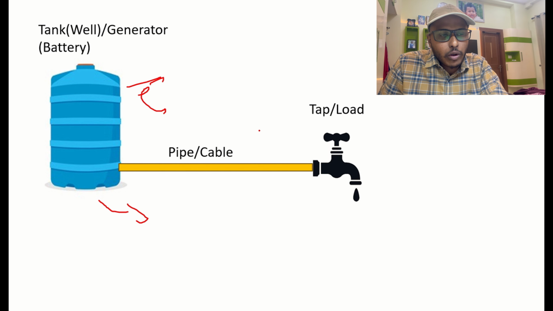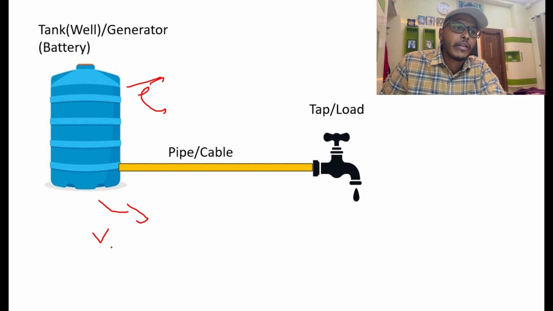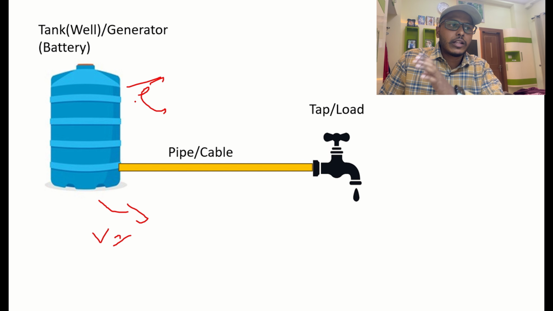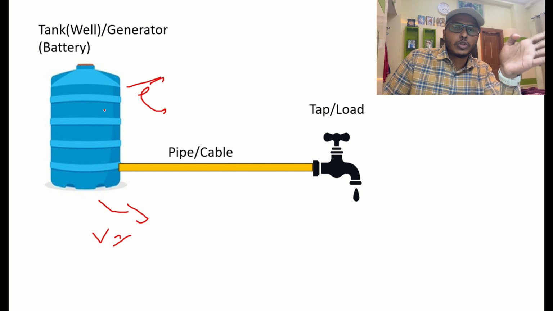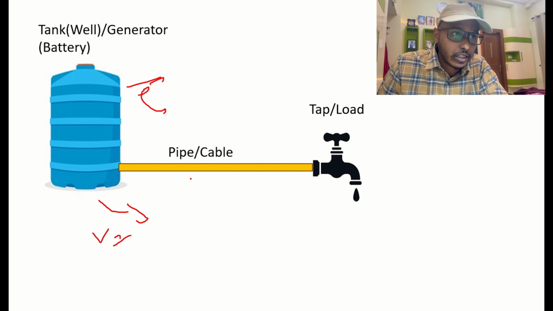And this flow, what we call voltage, means potential difference. That means the generator is at a higher potential and this load is at a lower potential. So definitely electrons will flow from a higher potential to a lower potential. That is called voltage. Voltage is nothing but this potential difference across 2 points, like from a higher point to a lower point the electrons move. That is called voltage. So I hope voltage is clear.